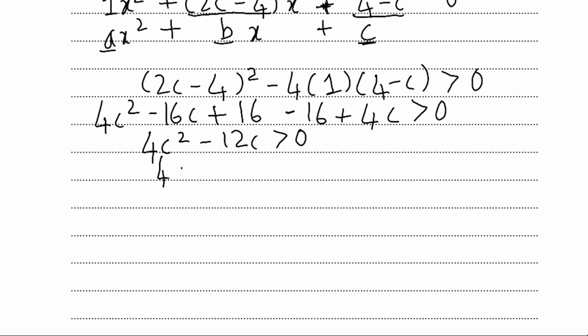Now 4c, taking 4c as common, we'll have c minus 3 is greater than 0. Okay, now for a moment, forget this inequality. If there was an equal to sign and we had 4c bracket c minus 3 is equal to 0, then we would get two answers. One would be c is equal to 0 and the other answer would be c is equal to 3.